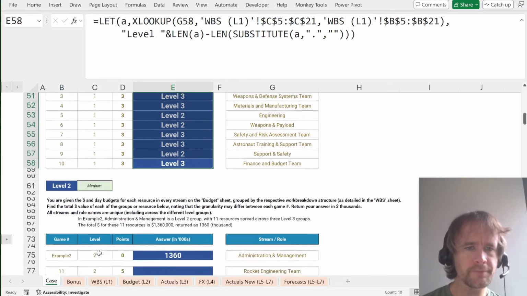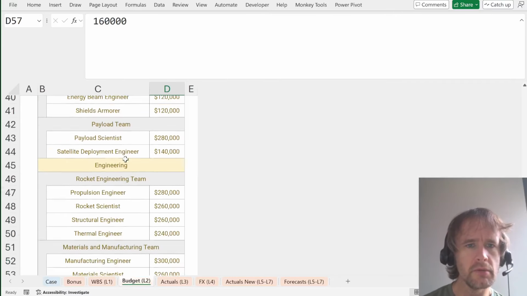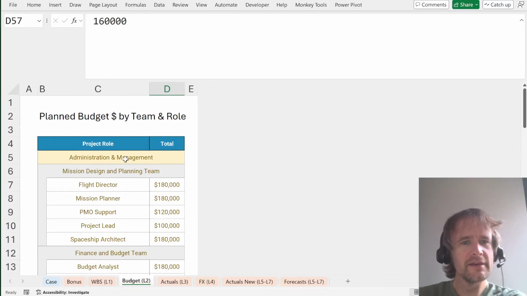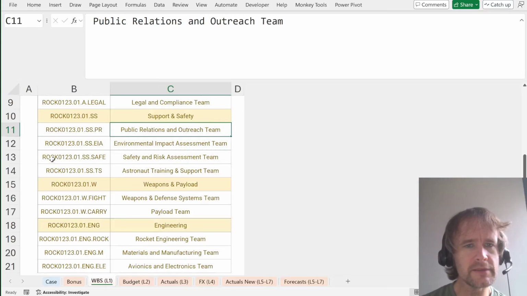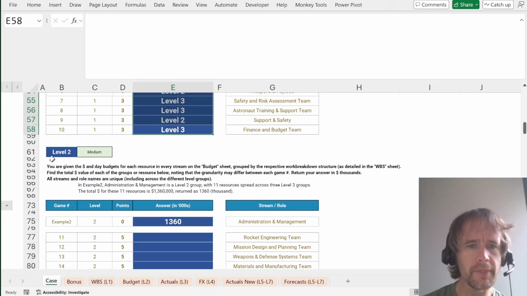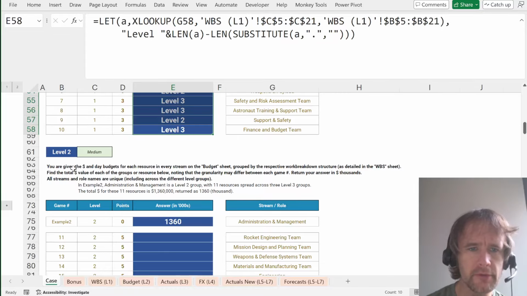You are given the dollar and day budgets for each resource in every stream on the budget sheet. Oh, okay. So I was thinking that this wasn't a very big table, but no, that's just the end of it. I see. So are these levels from here? Yes, they are. Okay, got it. Fine. By the total dollar value of each of the groups on the resource below, noting the granularity may differ between each game number. Return your answer in thousands. All streams and role names are unique, including across the different level groups.